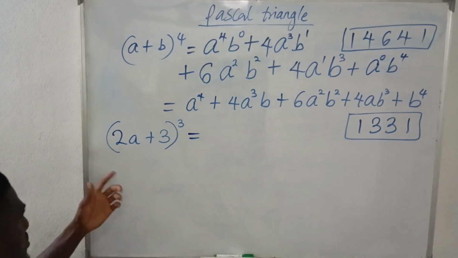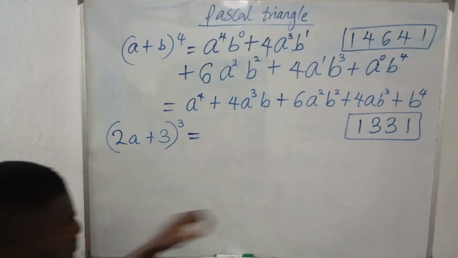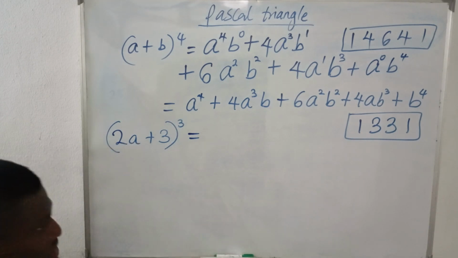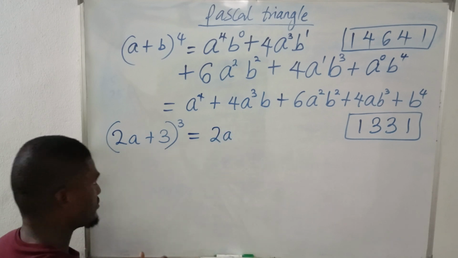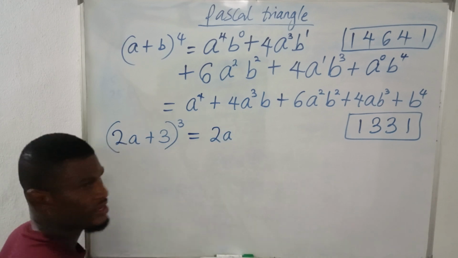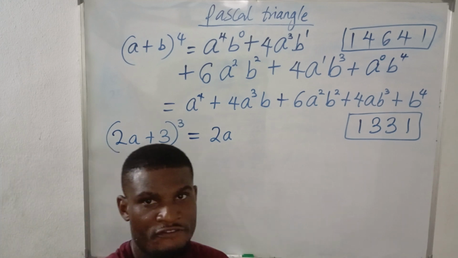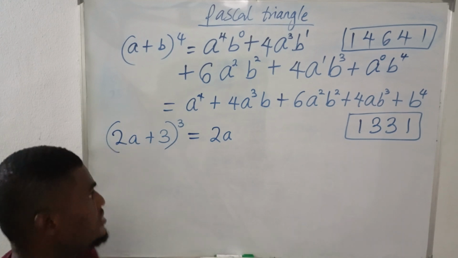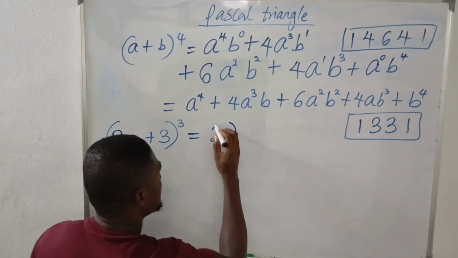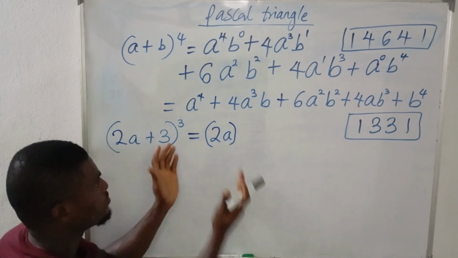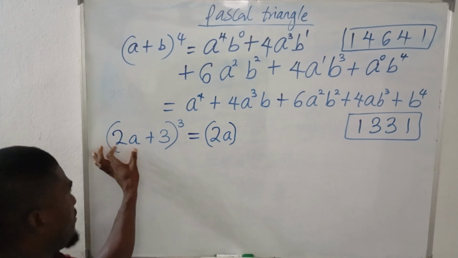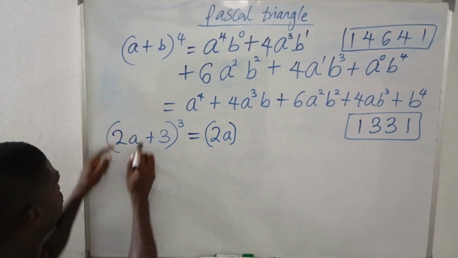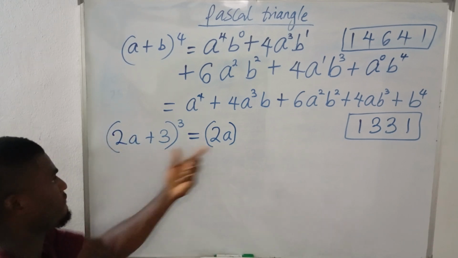Now, how do you go about this? The first coefficient is 1, so I'm not going to write any number there. The first variable is 2a, so I'm going to write down 2a. Since the 2 and a together are our first variable, we are going to take them as a unit. We're going to put them together as a unit. This is one thing now, which is our first variable. These two things together form our first variable.